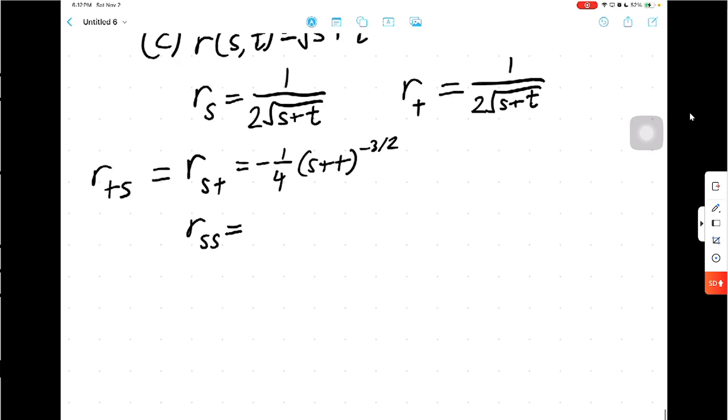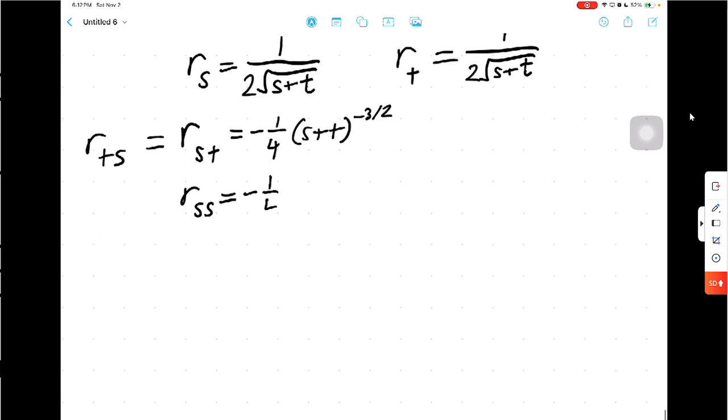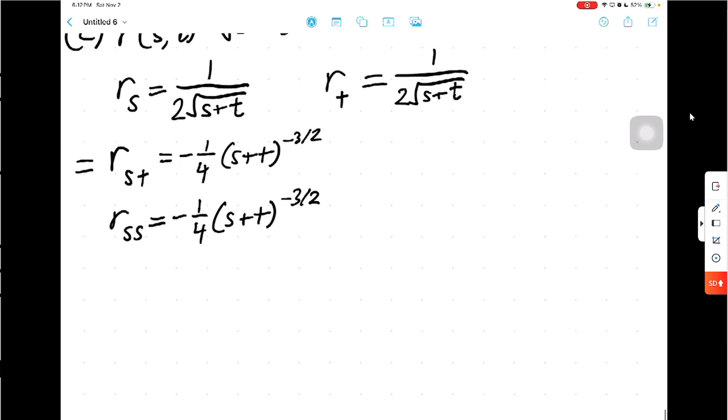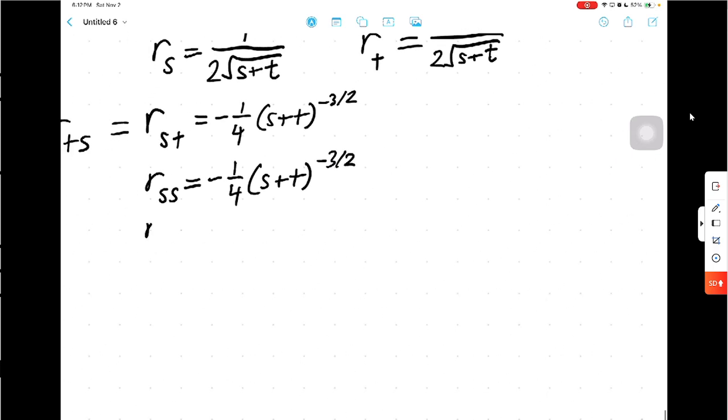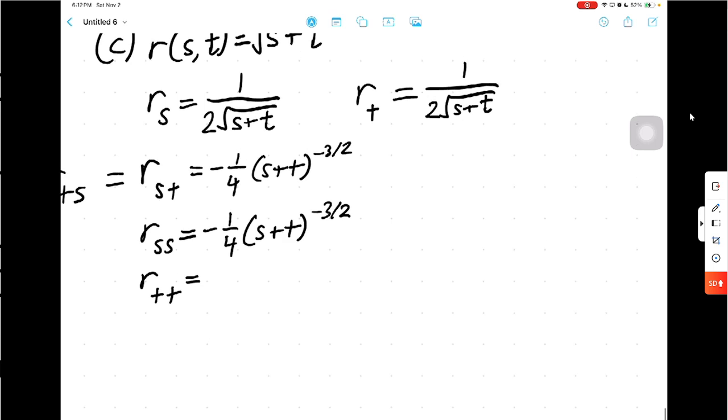Rss is actually going to be the exact same thing, because the s plus t is not going to do anything here. It's s plus t to the 3/2. And r of tt is also the same thing. We have a negative 1/2 dropped, and then we subtract 1 from the power.